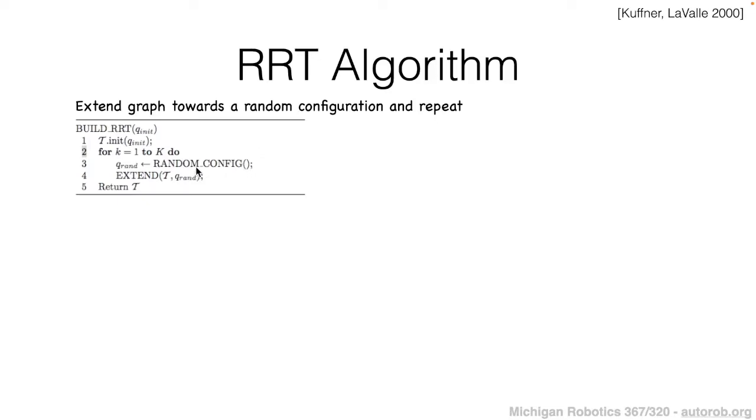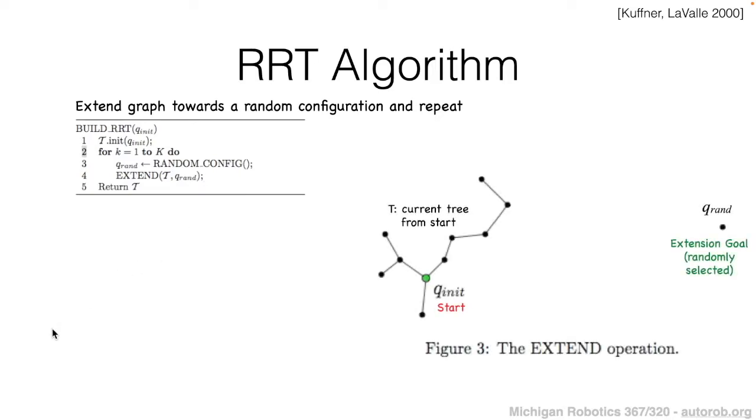First, we sample a uniformly random configuration from the configuration space. And next, we extend the tree based on this random configuration. And so this random sampling and random extension is where the name rapidly exploring random trees comes from.